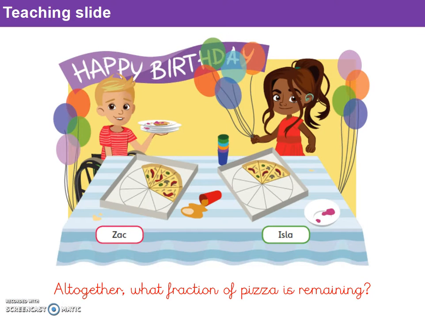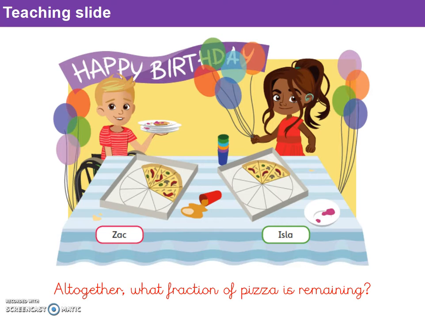So let's start by looking at what we did for question 1a. Altogether, what fraction of pizza is remaining? And our first thing is to look at these pizzas. And as we said, how many parts has each pizza been broken into? Well, if we look really closely, we can see that they've sliced it into 10 equal slices.